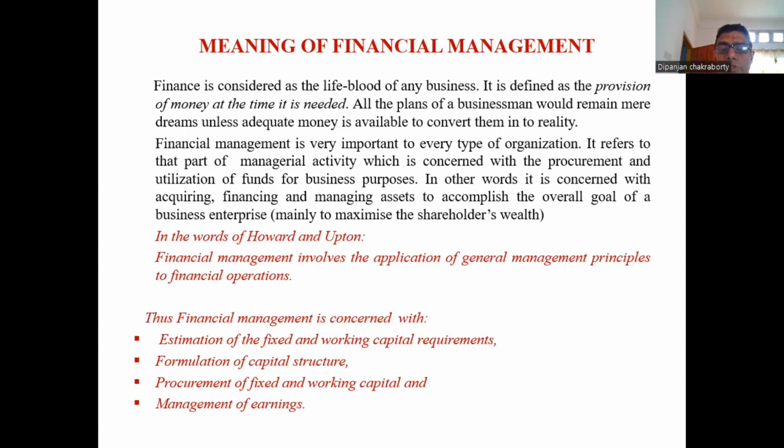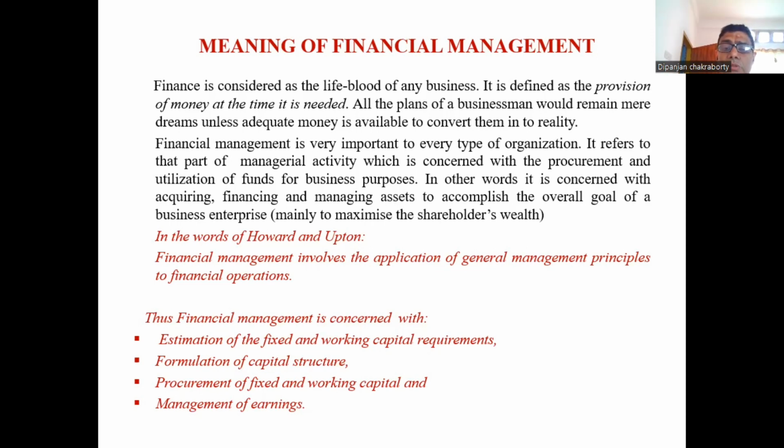Thus, financial management is concerned with estimation of fixed and working capital requirements, formulation of capital structures, procurement of fixed and working capital, and management of earnings. That means first and foremost duty of the finance manager is to calculate or determine how much amount of fixed and working capital will be required in the organization. That has to be set first. Then he has to formulate a balanced capital structure. A balanced capital structure may be in the form of proper mixing of debt and equity. The next step is to procure fixed capital and working capital from different sources.